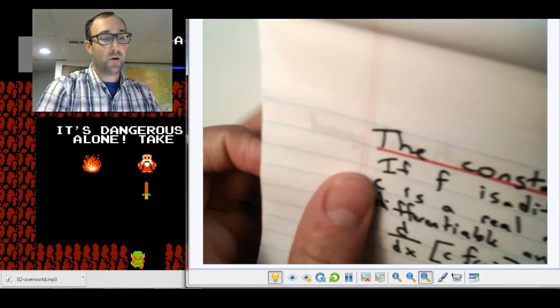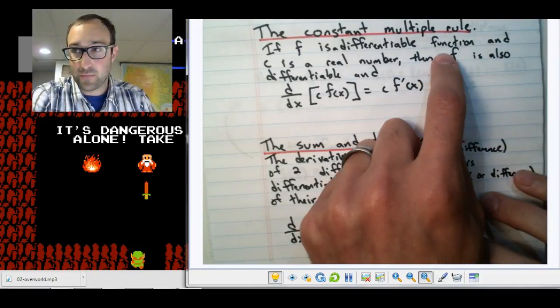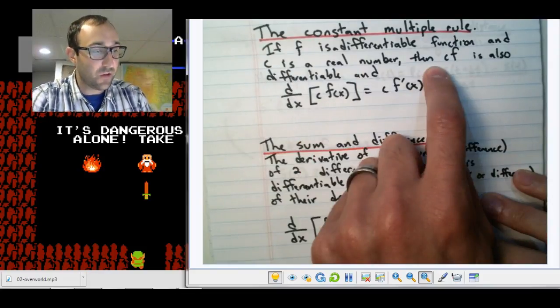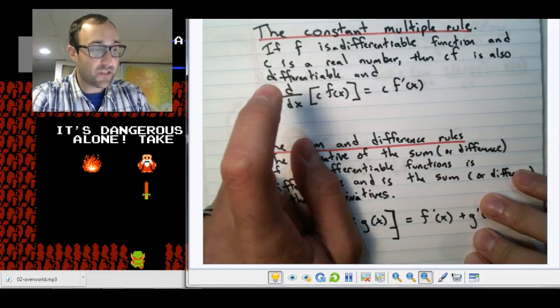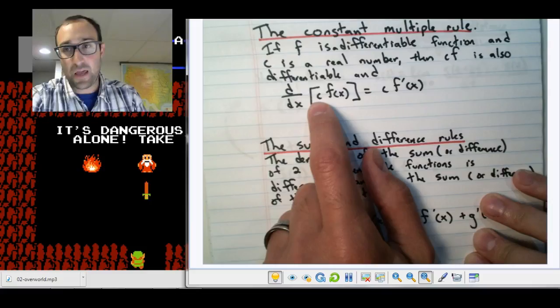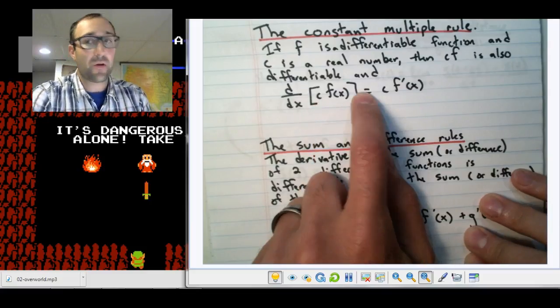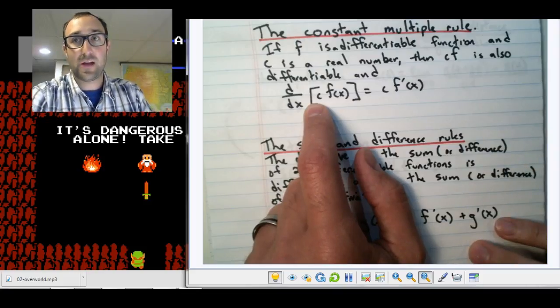The constant multiple rule. If f is a differentiable function and c is a real number, then cf is also differentiable, and the derivative with respect to x of c f of x equals c f prime of x. This is going to come in handy because if you can factor something out of a function, you can leave it out. It makes it a lot easier to find your f prime.